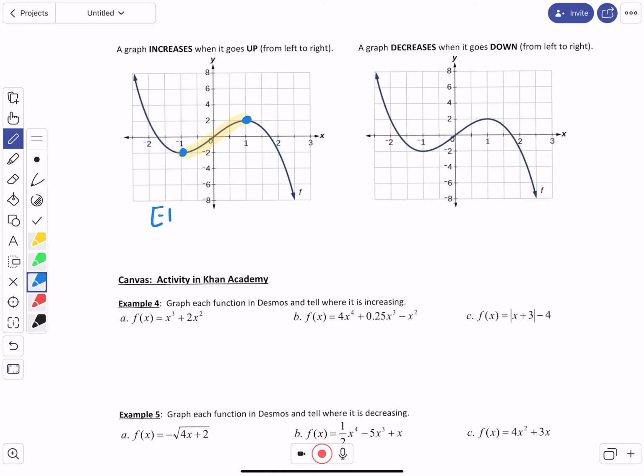-1 to 1 is where it is increasing. In inequality, it's increasing from -1 to +1. So this is where it's increasing. If we want to talk about where it's decreasing, so we're going down from here to here, and we're also going down from here to here.